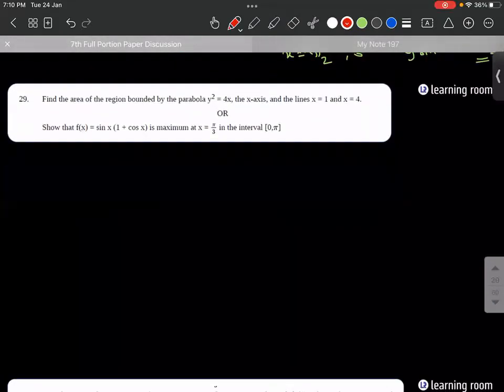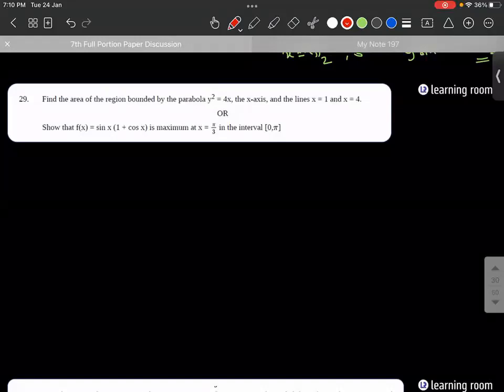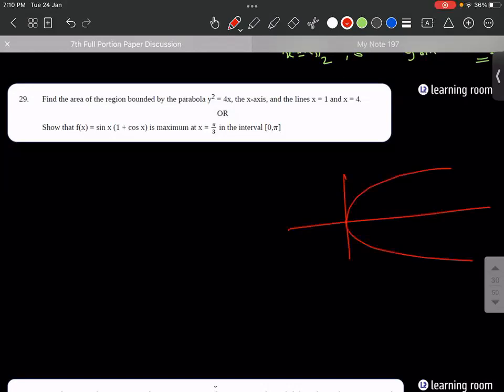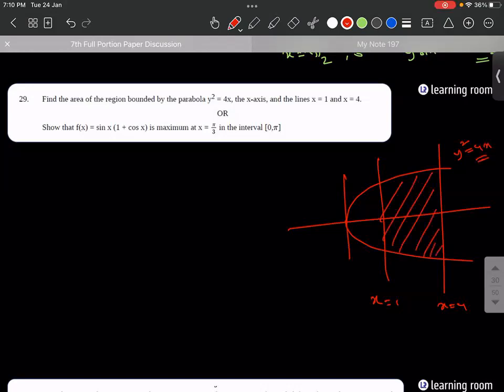The area of the region bounded by the parabola y squared is equal to 4x, the x-axis and the lines x is equal to 1 and x is equal to 4. So y squared is equal to 4x is a right-handed parabola. x is equal to 1 is here, x is equal to 4 is here. So this is y squared is equal to 4x, right? So they're asking for this region.